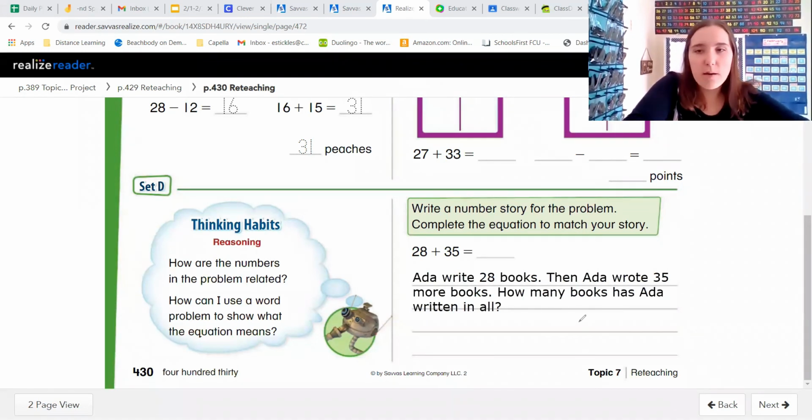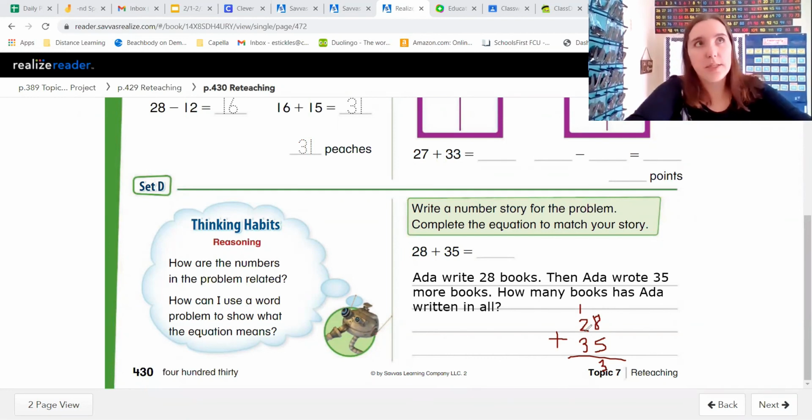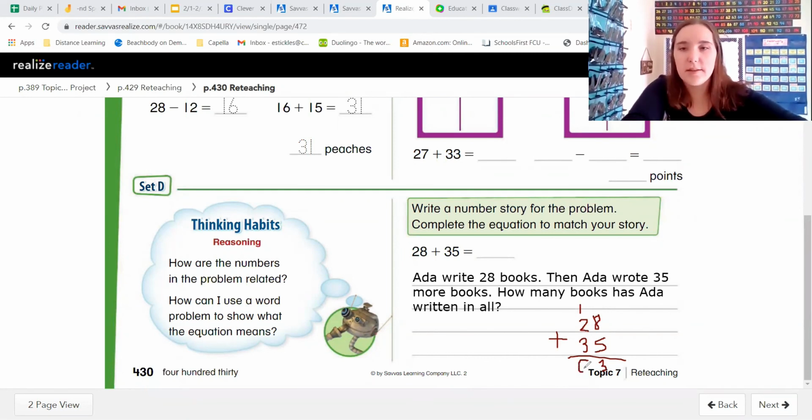So because we're adding, I'm just going to stack them up and add them together. So 28 plus 35. Let's see, 8 plus 5, well, 8 plus 2 is 10, plus 3 more would be 13. So 3 ones, regroup my 1 ten, and then 1 ten plus 2 is 3 tens, plus 3 more would be 6 tens. So Ada has written 63 books in all.